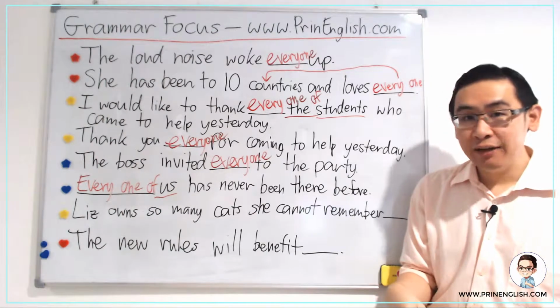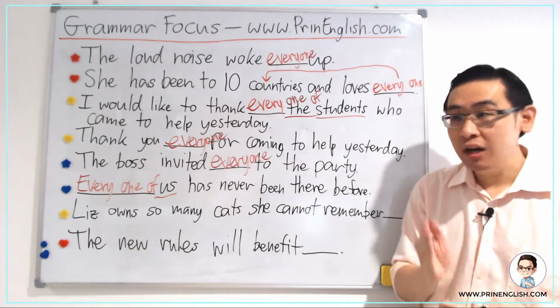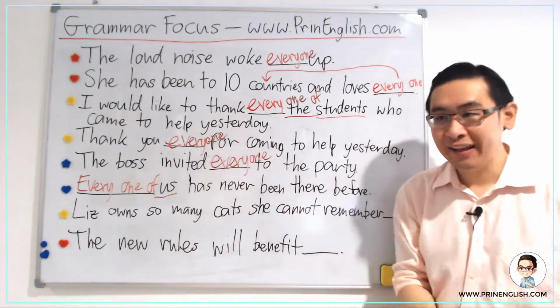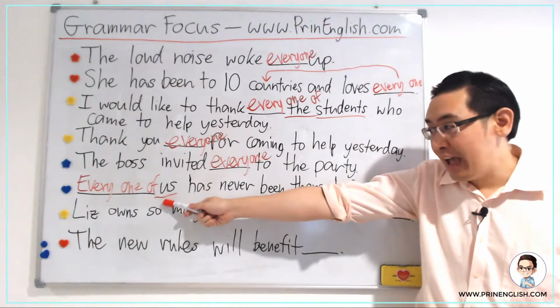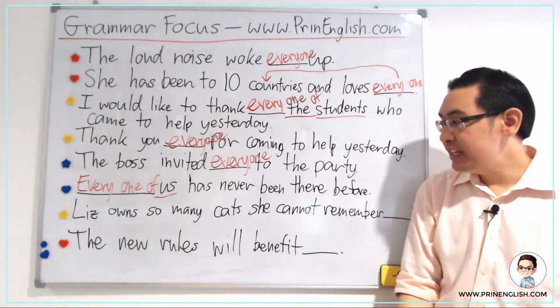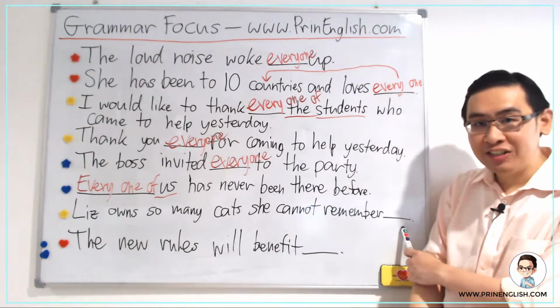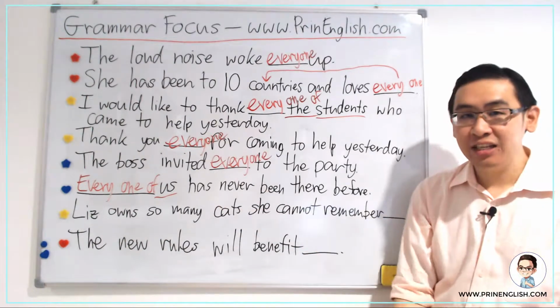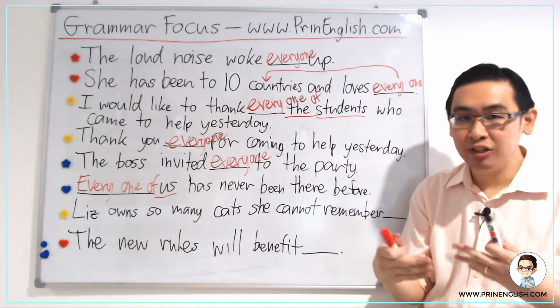Remember that if we want to use everyone in front of a pronoun or a determiner we need the word of. Okay, so that's why we need every one of, because it is followed by us, a pronoun. Now for the seventh sentence: Liz owns so many cats she cannot remember... So Liz has many cats as her pets and maybe she cannot remember their names or how they look.